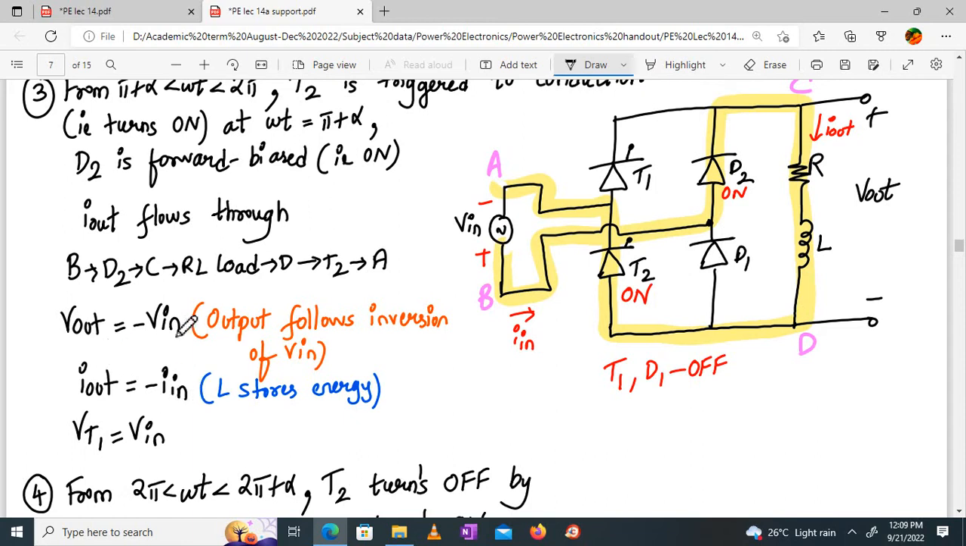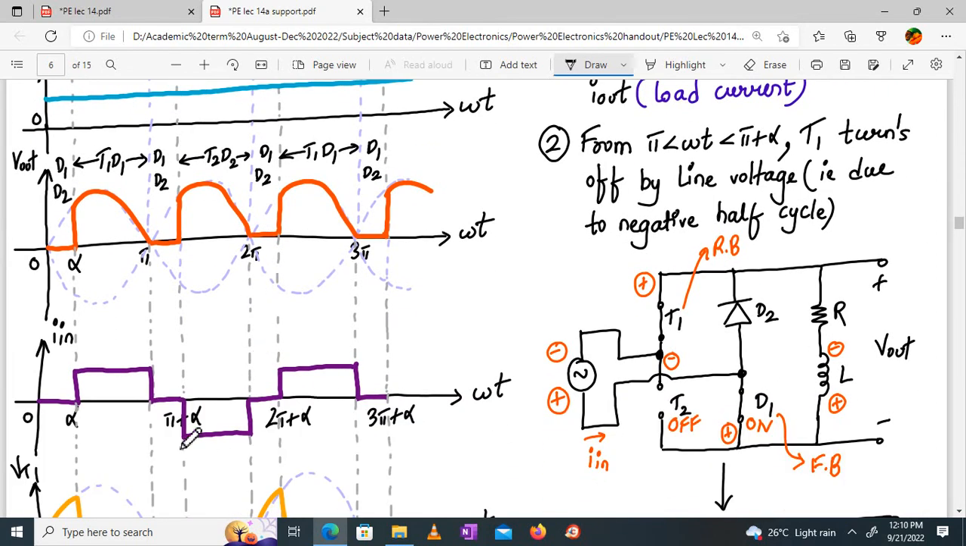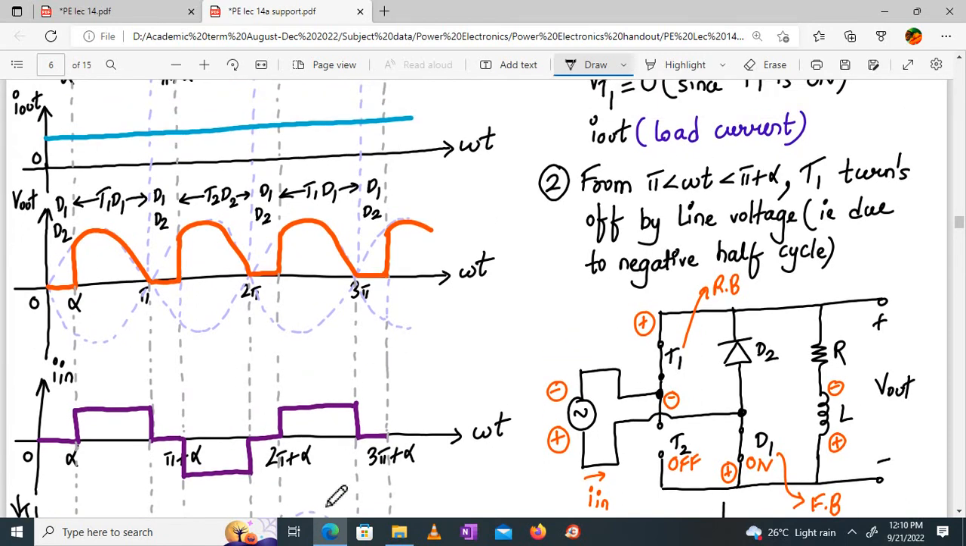Right? What about the input voltage? Input voltage is negative, but output voltage is positive. So it will follow the negative of input. Same thing will happen. Exactly the same. So now output voltage will follow negative of input. Alright? What about the current? The current is going negative now, so it will follow the input, I mean the load current, but it will be in reverse direction.